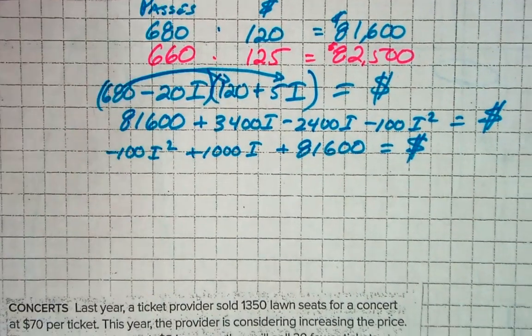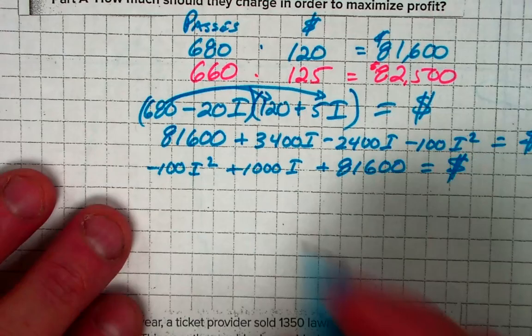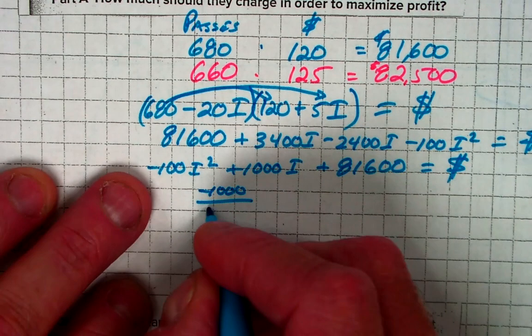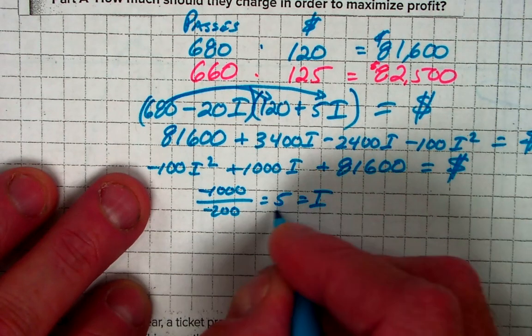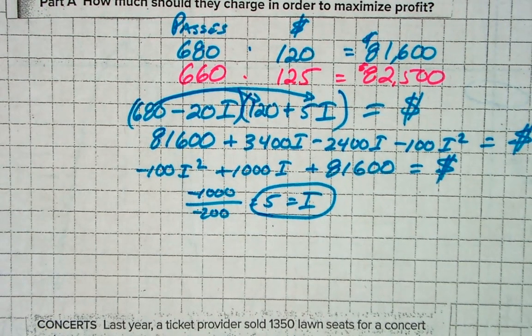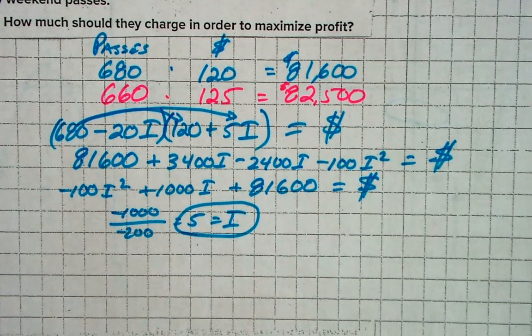Okay. So what should I find? Vertex. So go to the opposite of B over 2A equals 5. So that tells me I should have 5 increases in price. Okay. So now we should also answer the question, since we can, what is that maximum price?